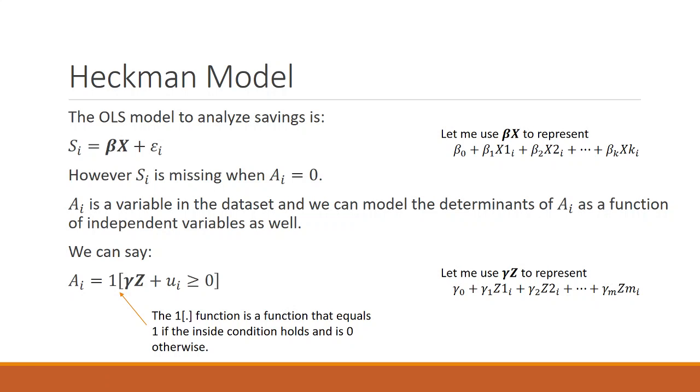The intuition is that we can model the selection variable. We only observe data for people that have a savings account, so that means when A equals 1. We can model that in addition to savings. We're going to model both: a model for savings, and a model for the decision to have a savings account.